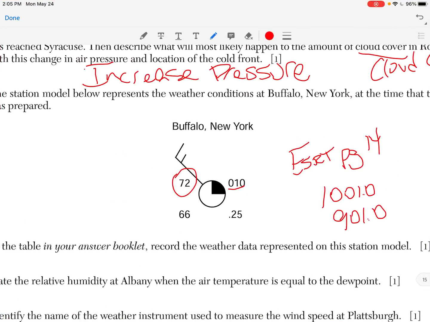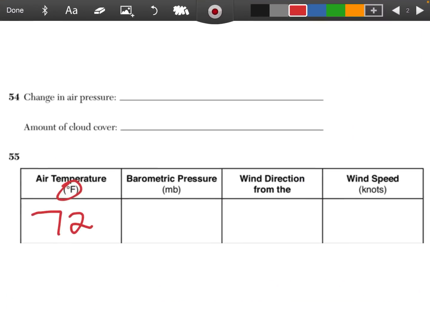1001.0 has got to be our pressure. Let's record that on our answer booklet: 1001.0. Okay? And remember, you just have to put the 10 in front. The biggest mistake with that question is to just record what's written, the 010. And remember, that's the coded pressure. We want the actual pressure.